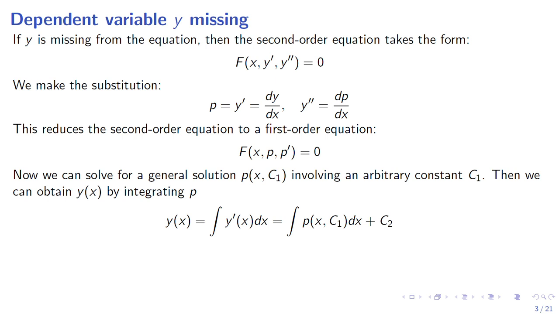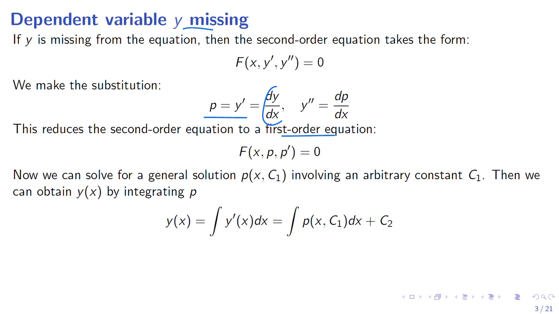Okay, so if the dependent variable y is missing, then our ODE will be a function of x, y prime and y double prime. In this case, we substitute p for the first derivative of y with respect to x. Then the second derivative of y with respect to x will be simply the first derivative of p with respect to x. Thus, if we use those to replace y prime and y double prime, we will get a first order equation with the variables x, p, and the first derivative of p.